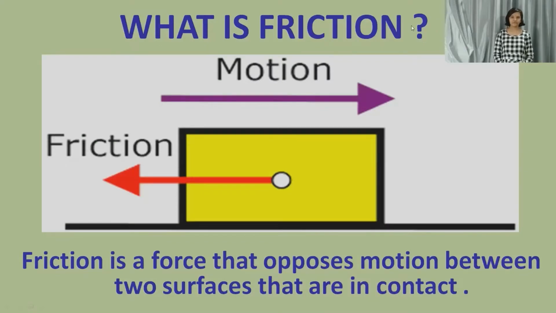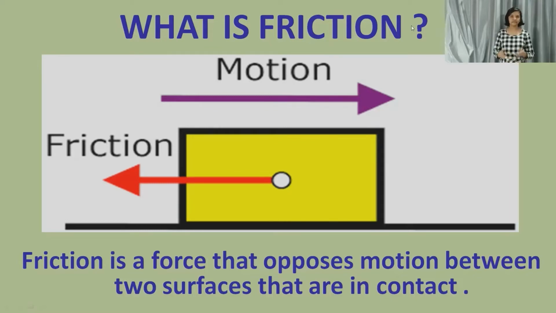Today in this video, I will try and explain friction and the different types of friction through various activities. Friction is found everywhere in the world. We can feel the effects of friction when we are riding a bicycle, when we are walking, or even when we are sitting. When we are riding a bicycle and we suddenly stop pedaling, the bicycle comes to a halt.